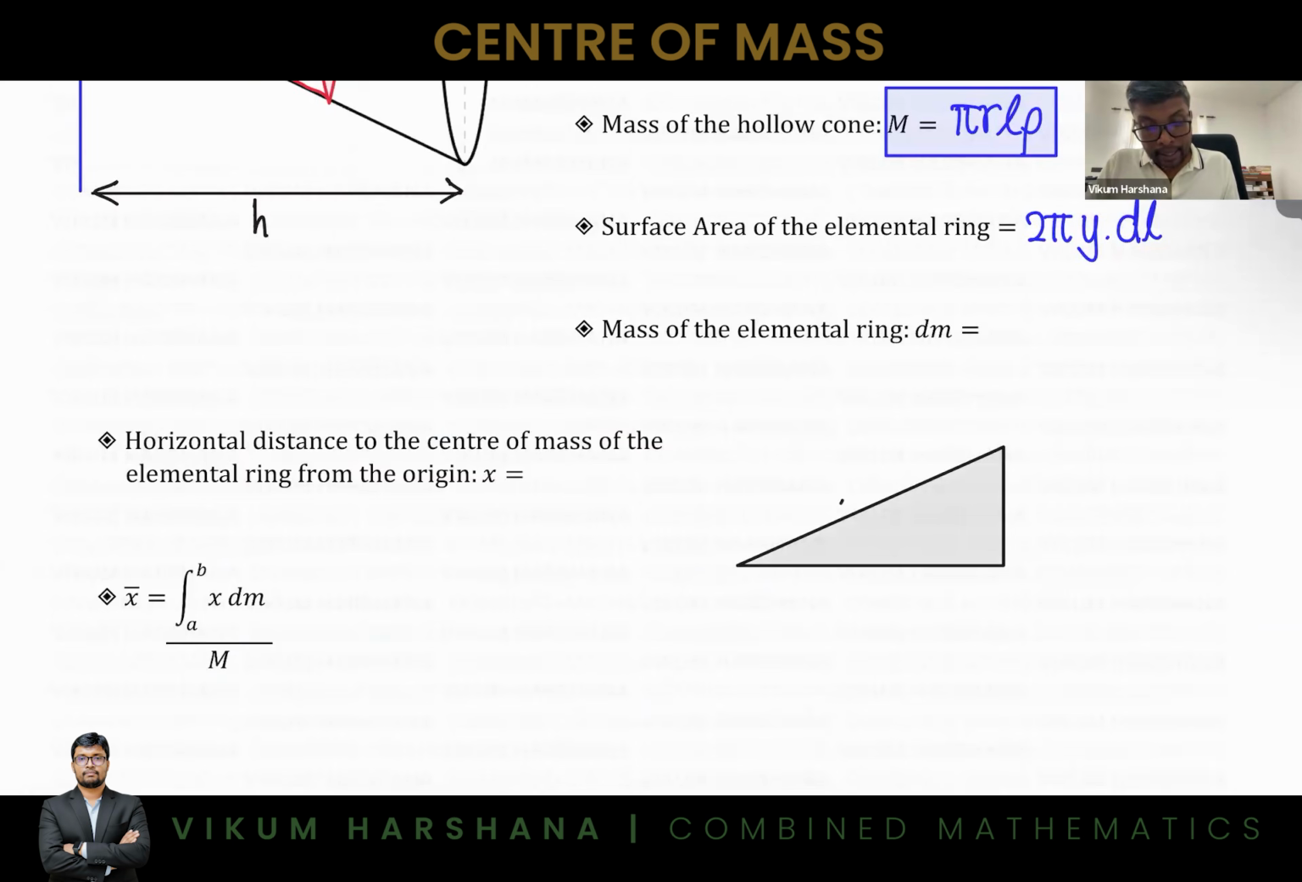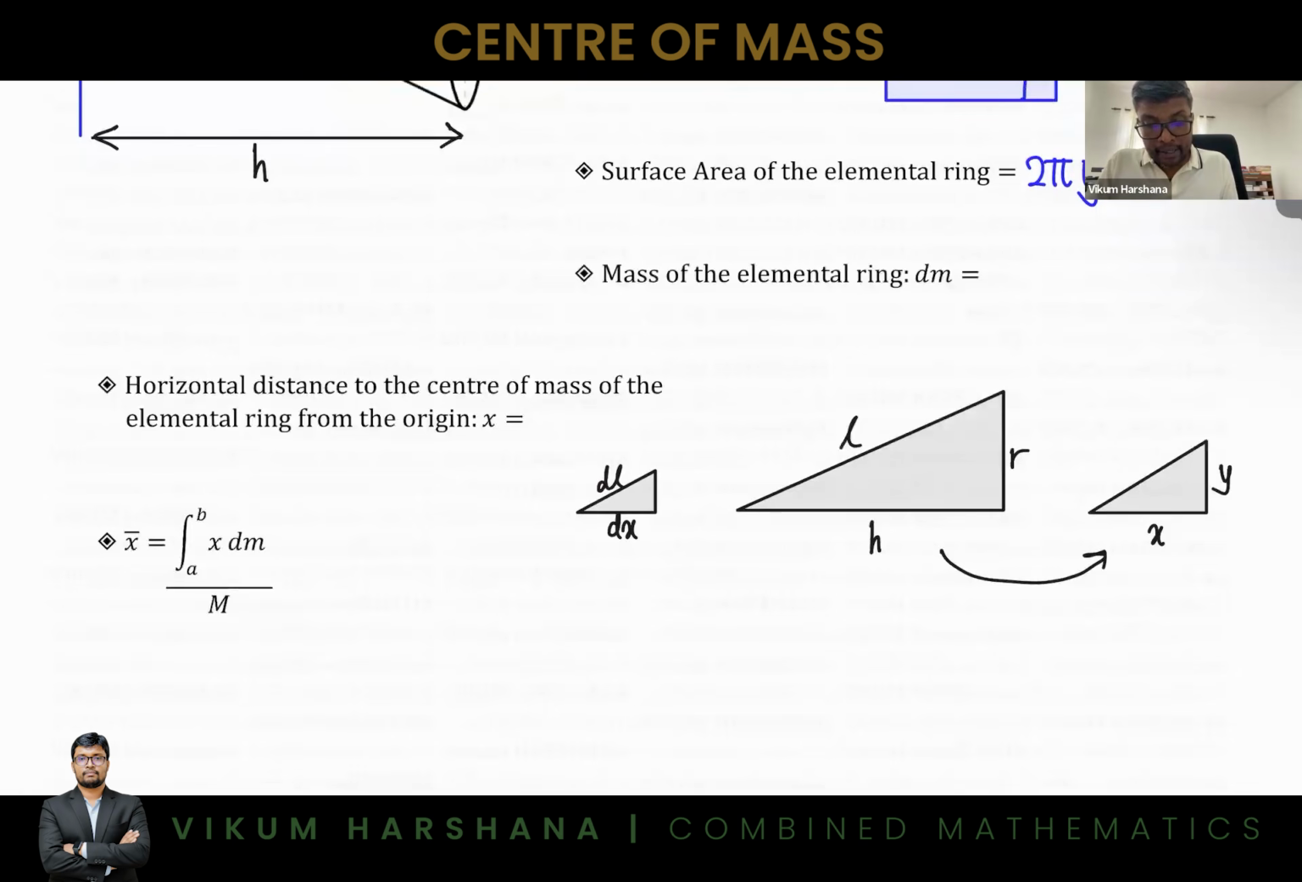It has L, R, and H here. So now I'm going to draw the smaller version, the medium version. In the medium version, we had y here and we had x here. Then I'm going to draw the smaller version. The smaller version will be dl here and dx here. Okay, let's write some things from here to here.